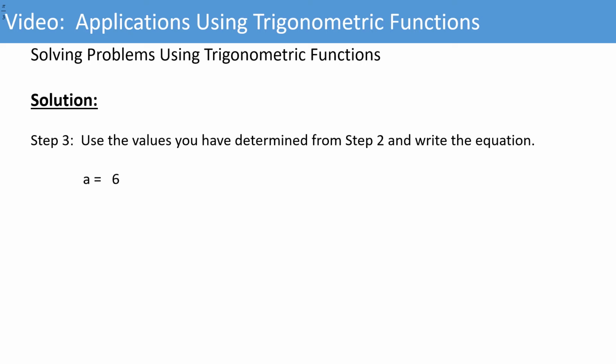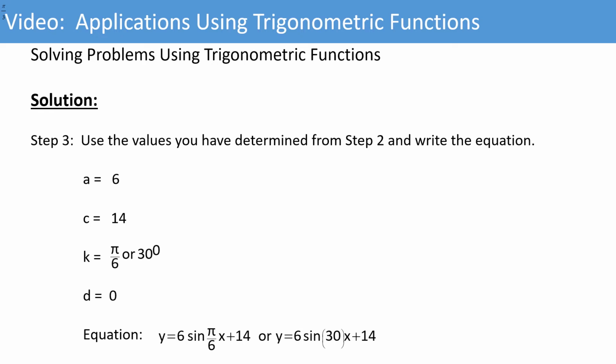Now, use these values. A is equal to 6, C is equal to 14, K is equal to pi over 6 or 30 degrees, D is equal to 0. The equation, depending on which way you go, is y equals 6 sine pi over 6 x plus 14, or y equals 6 sine 30x plus 14.